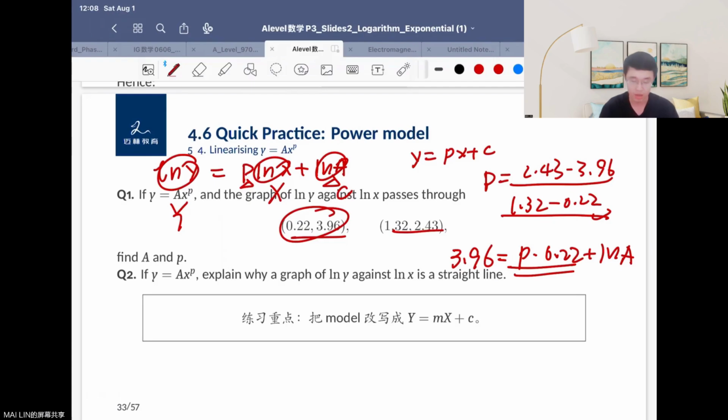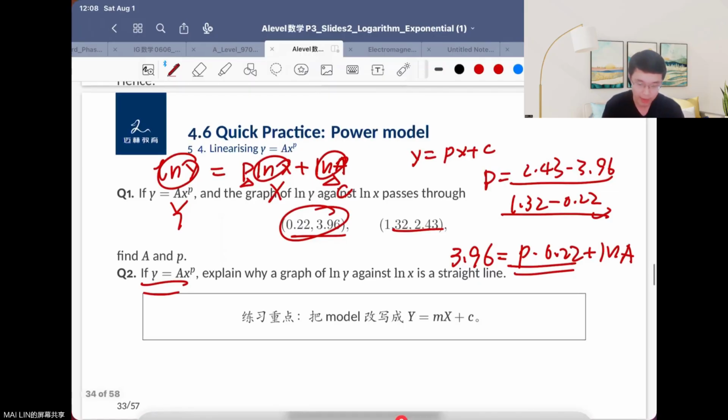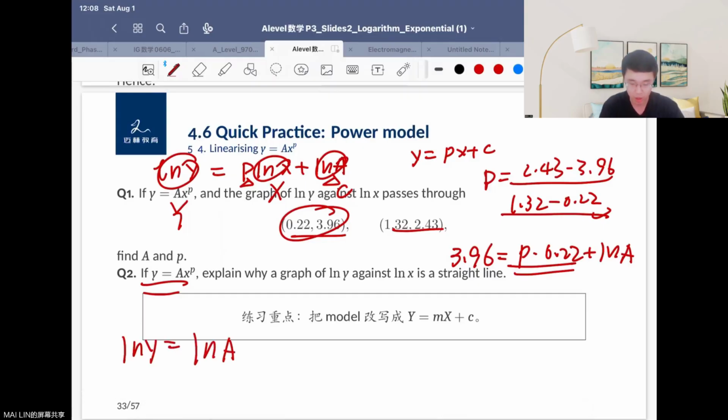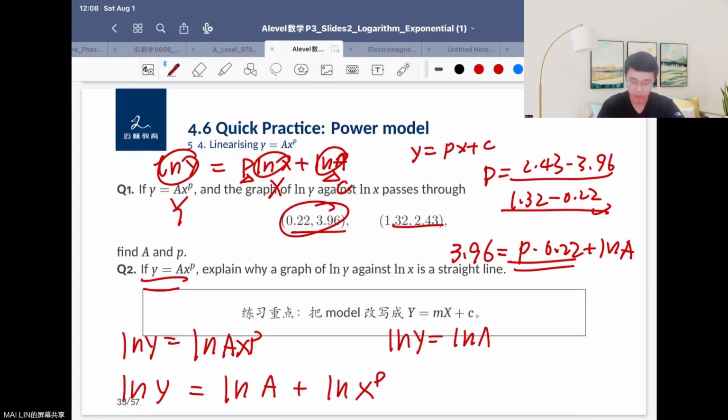Also for question 2, if y equals a times x to the power of p, explain why log y against log x is a straight line. First, take the logarithm on both sides. So y becomes log y, and a times x^p becomes log of a x^p. Then we simplify a little bit: log y equals log a plus log x^p. Then put p in front of it, so it becomes log y equals log a plus p log x. That is it. That is for this problem.